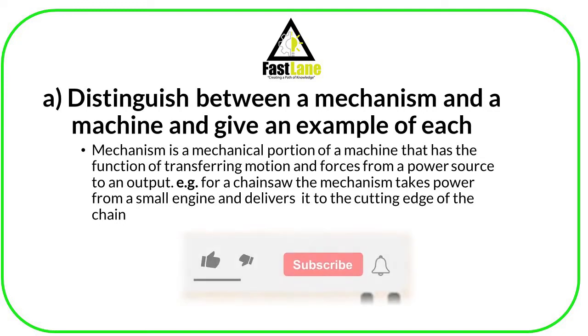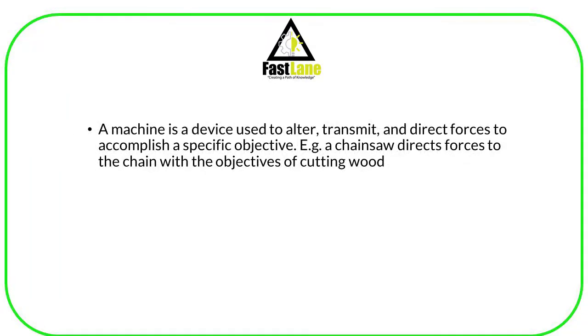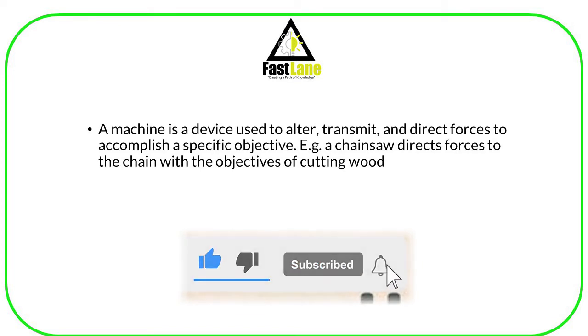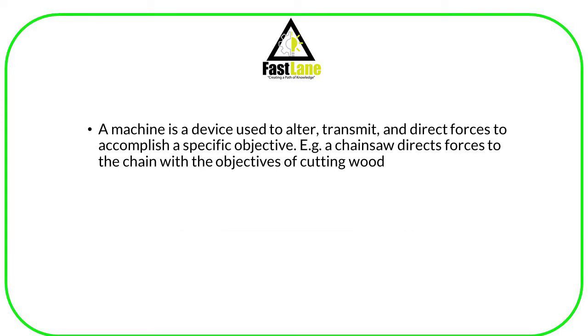So the other part is a machine. Now, what's a machine? A machine is a device used to alter, transmit, and direct forces to accomplish a specific objective. In other words, it makes work easier by changing the size or direction of the force. It alters, transmits, and directs forces to accomplish a specific goal. For example, a saw machine directs forces to the chain with the objective of cutting wood.